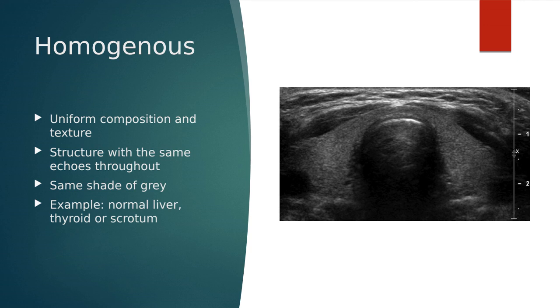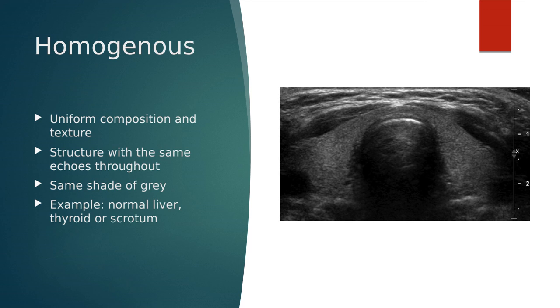So our first term that we're going to talk about is homogeneous. We're going to be talking about the word genius, and that is talking about the texture or the composition of the echoes within an echogenic structure. The prefix homo is going to mean the same. So we're going to have the same uniform composition and texture of our internal echoes in these structures. This means that we see the same shade of gray throughout, same echogenicity, same texture of tissue. Examples of this are going to be the normal liver, thyroid, and scrotal tissue.